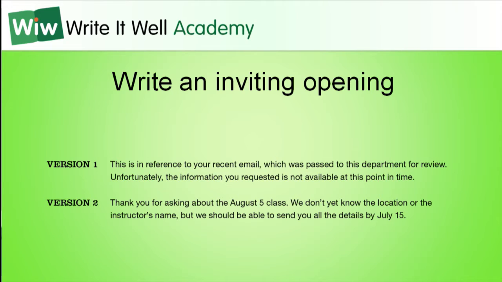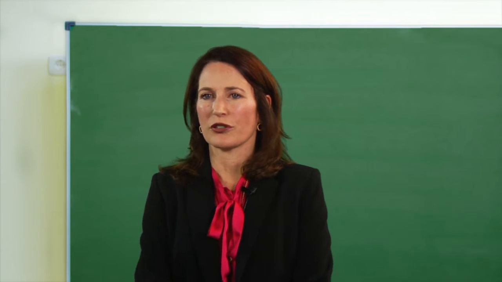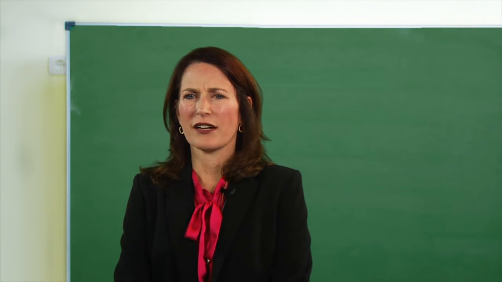In version 1, this is in reference to your recent email, which was passed to this department for review. Unfortunately, the information you requested is not available at this point in time. How about version 2? Thank you for asking about the August 5th class. We don't know the location or the instructor's name, but we should be able to send you the class information or the details by July 15th. Okay, so what's different about version 1 and version 2? Does it meet our criteria?